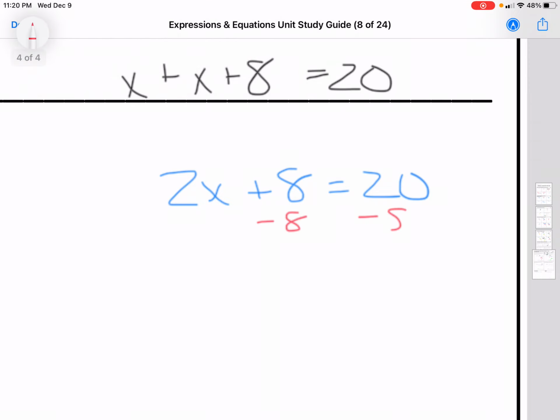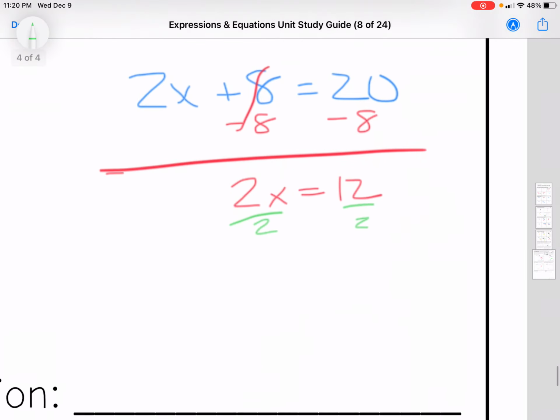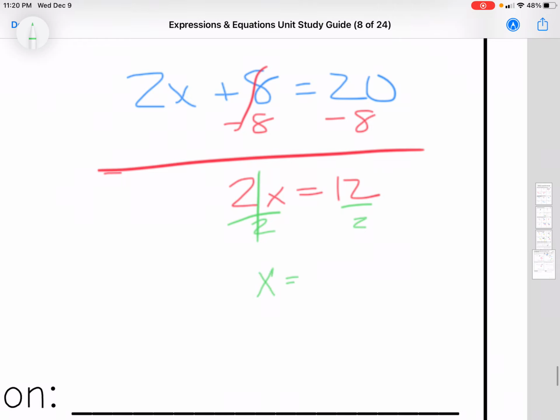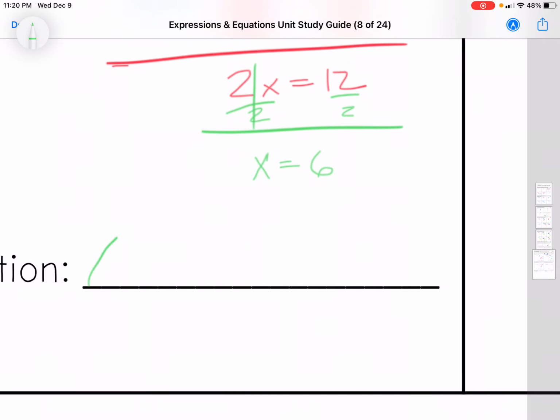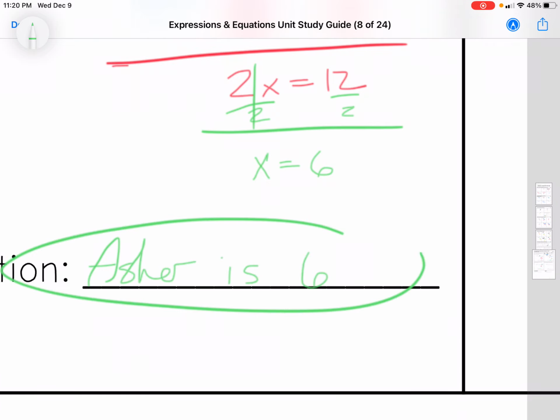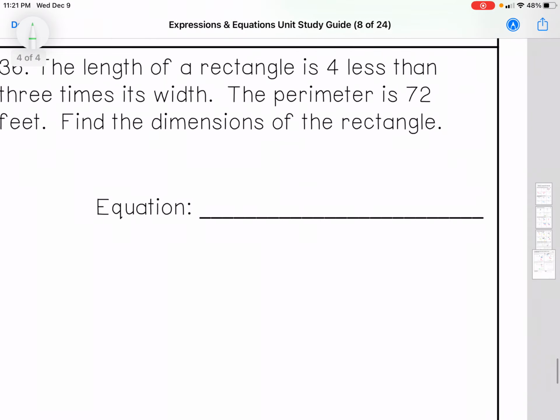Subtract 8 from both sides. You're going to get 2x equals 12. Divide by 2. x equals 6. So Asher is 6 years old. He's a young sibling. All right, last one.